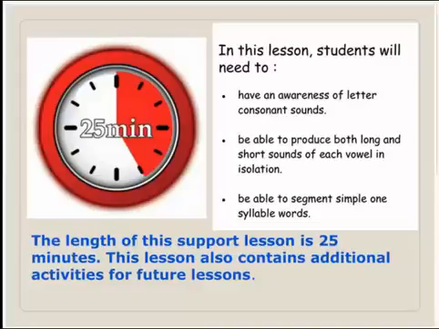In this lesson, students will need to have an understanding and an awareness of letter-consonant sounds. Students will need to be able to produce both long and short vowel sounds of each vowel in isolation. Students will need to be able to segment simple one-syllable words.